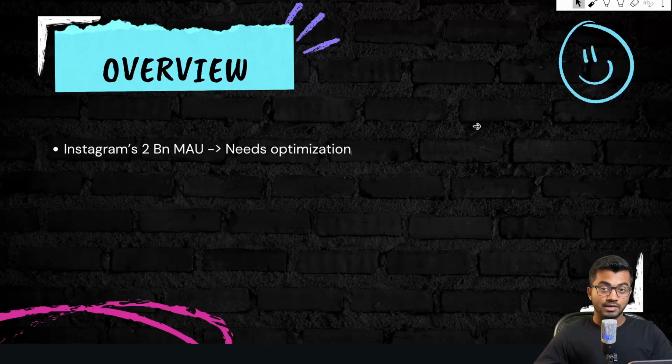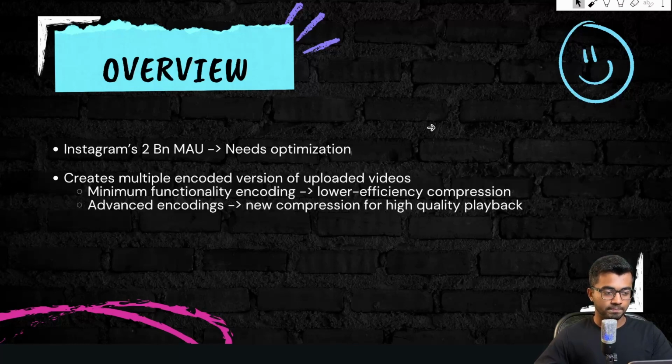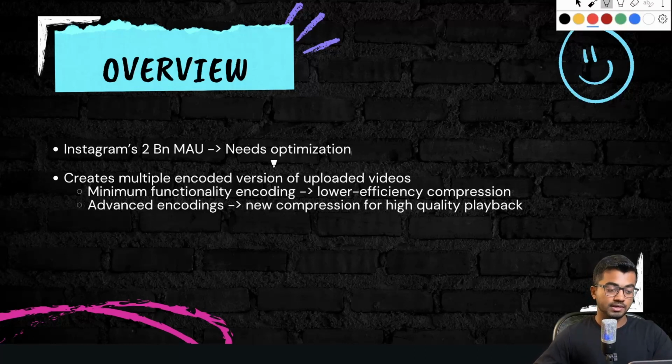As you know, Instagram is a very high scale site. They receive almost 2 billion monthly active users, for which they need optimizations to save on server cost, video rendering, and all that. Whenever a video is uploaded to the website or to Instagram.com, they create multiple encodings of the video with different requirements. This is to help with efficiency and serve the right purpose.